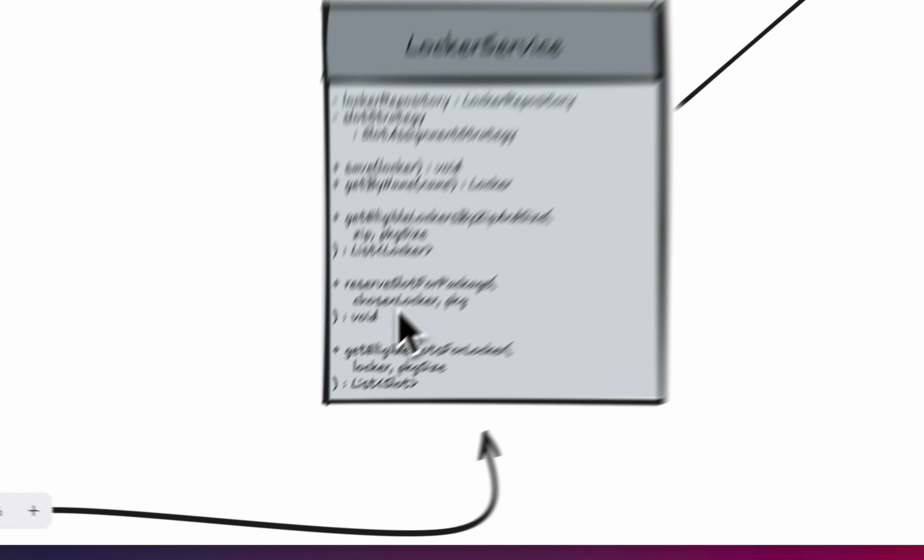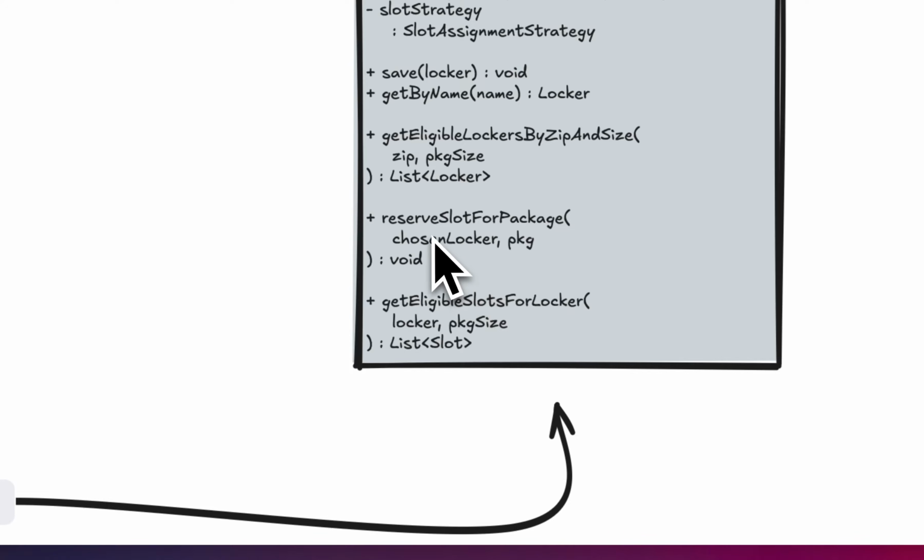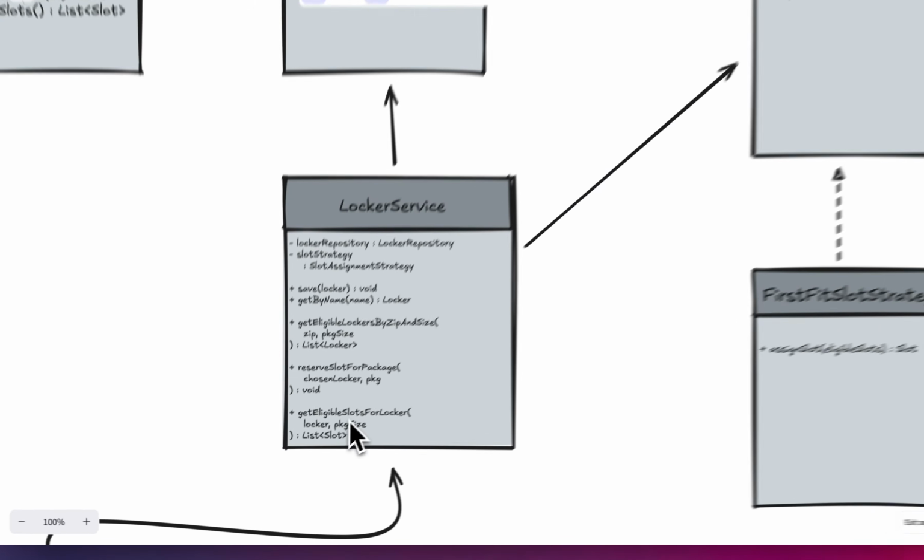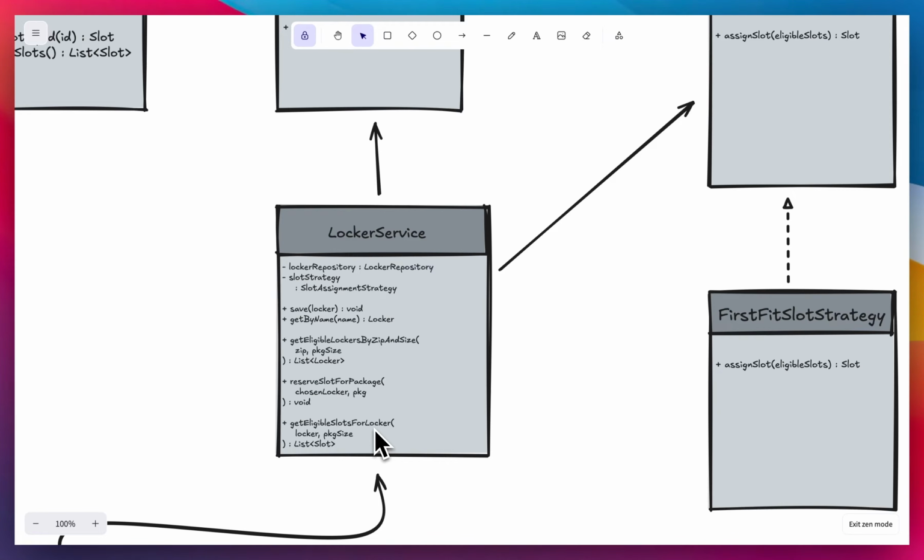And when the customer places the order, at that time the second function, reserve slot for package, will be called in order to reserve one slot of the chosen locker for this package. In this function, we first get all the eligible slots of this chosen locker. We do that with the help of this function, which gets all the eligible slots in that locker. And let's say there are 5 eligible slots.